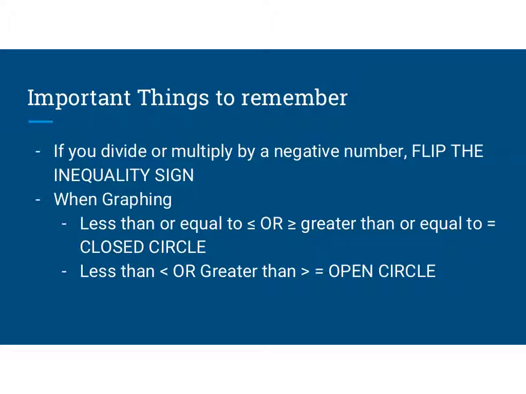When you're graphing, if you have less than or equal to, or greater than or equal to, you're going to graph with a closed circle. If you have less than or greater than, you're going to graph with an open circle. So for a closed circle, we're going to shade it in. For an open circle, it will just be open and empty.